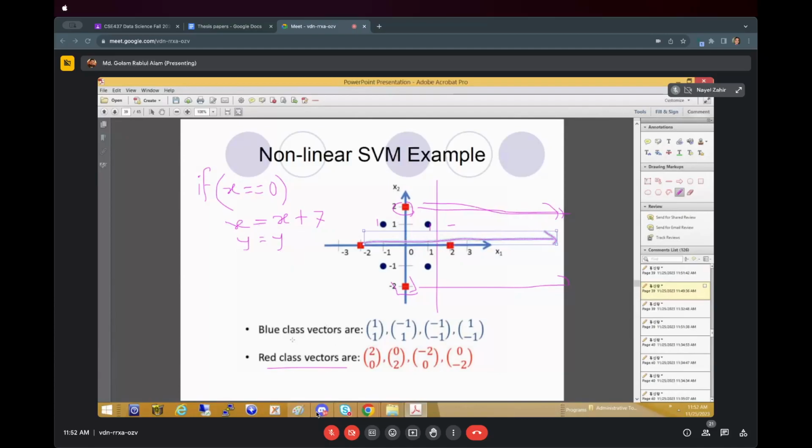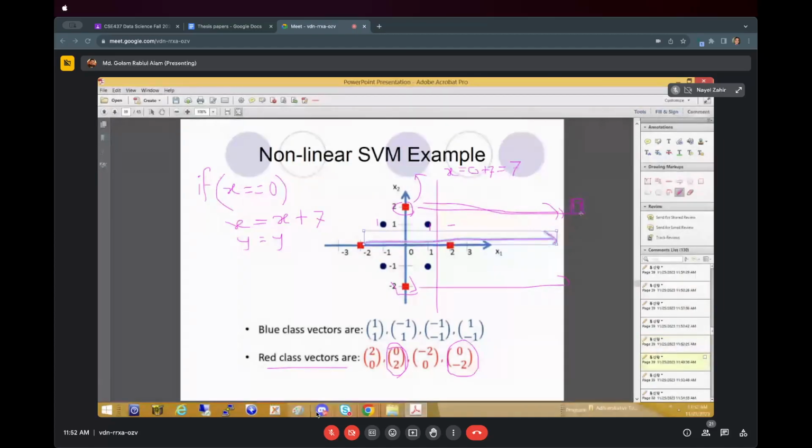Then if we apply it to our data set, we can see this point here has x is 0, and this point x is also 0. So in this case, x equals x plus 7; x is 0, so 0 plus 7. That means for this point we will get here x equals 7.